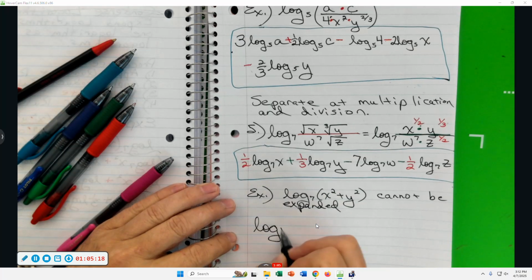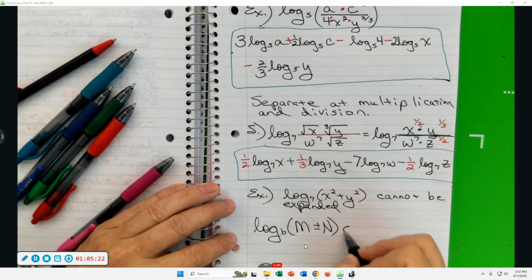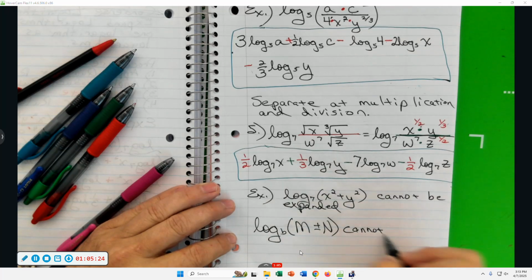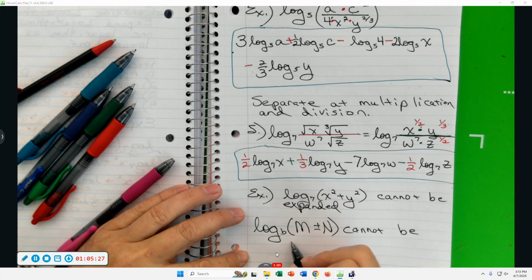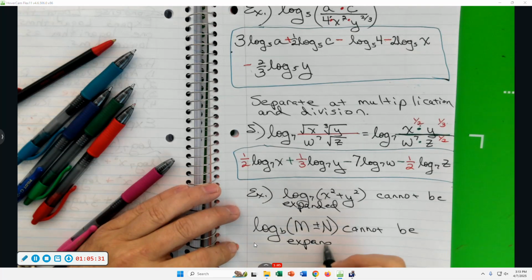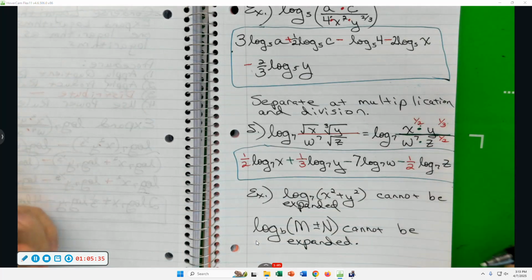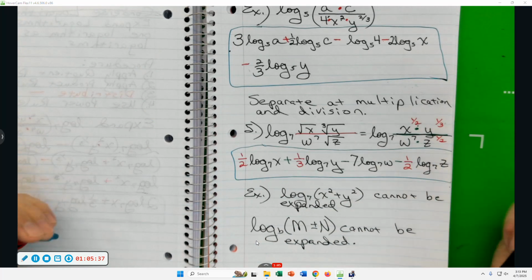I'll write it like this. Log base b of m plus or minus n cannot be expanded or simplified, whatever you want to say. Separate logarithms at multiplication and division, not at addition or subtraction.